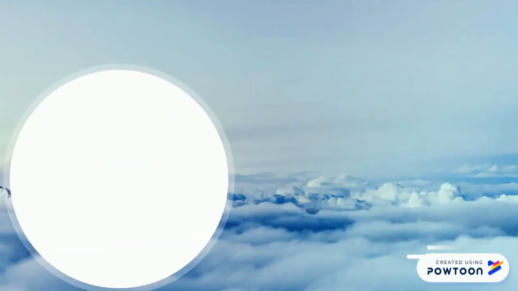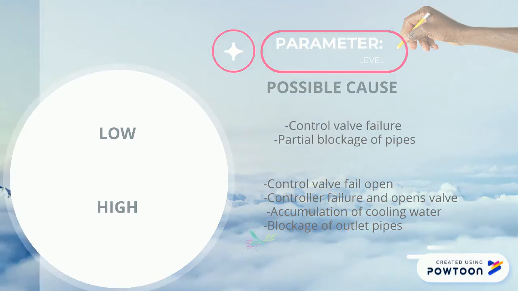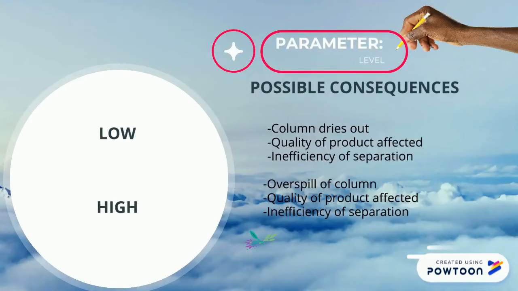For parameter level, the possible causes for low level are control valve will fail and partial blockage of pipe. And for high level, control valve fail open, controller failure and opens valve, accumulation of cooling water will occur and blockage of outlet pipes. For consequences, what will happen in low level is column will dry out, quality of product will be affected, and inefficiency of separation will occur. And for high level, there will be overspill of column, quality of product will be affected, and inefficiency of separation.